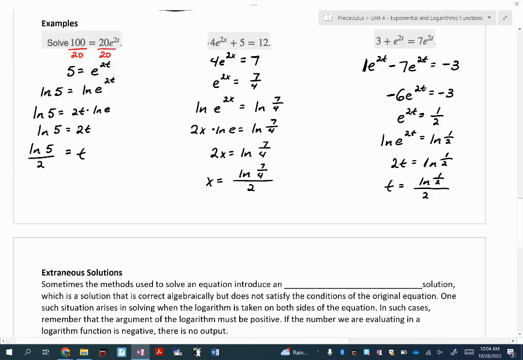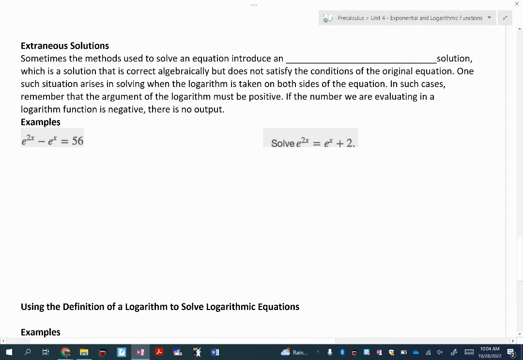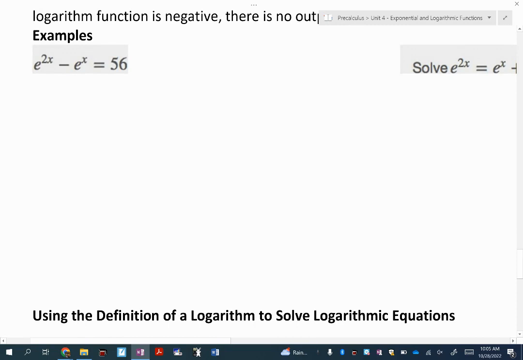Now, the next thing: extraneous solutions. We've talked about extraneous solutions. This is where you're doing your work, and then all of a sudden you get a solution that, when you plug it back into the original equation, does not make a true statement. So you always want to check your answers just to make sure, and this is something that will come up with logarithms from time to time, where when you're solving these equations, you might get a potential extraneous solution. So these next two are going to kind of blow your mind the first time you see them.